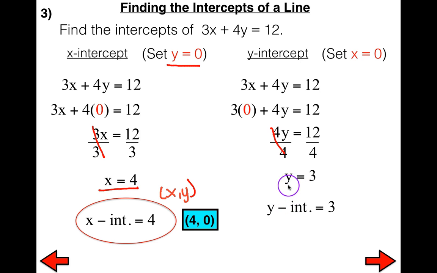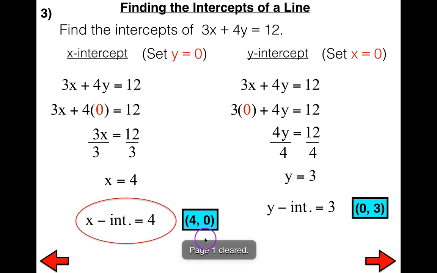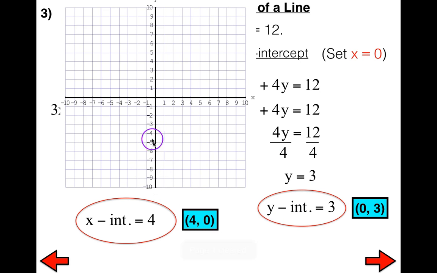If I wanted to write the ordered pair, I need to recognize y is 3, x is 0. I know that ordered pairs are written as x comma y, so my ordered pair should be 0 comma 3. So now that I have both ordered pairs, I can go ahead and plot it on my graph. The y-intercept is at 0 comma 3. My x-intercept is at 4 comma 0. And there is my line.